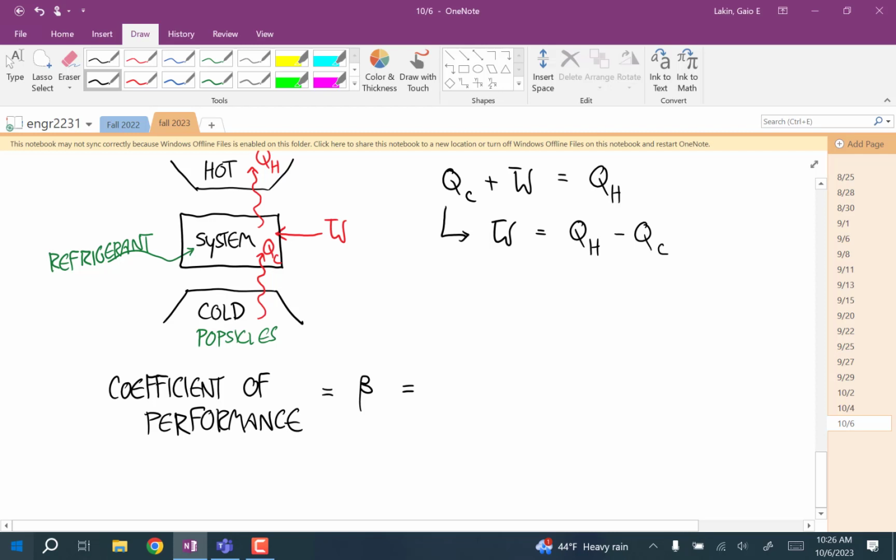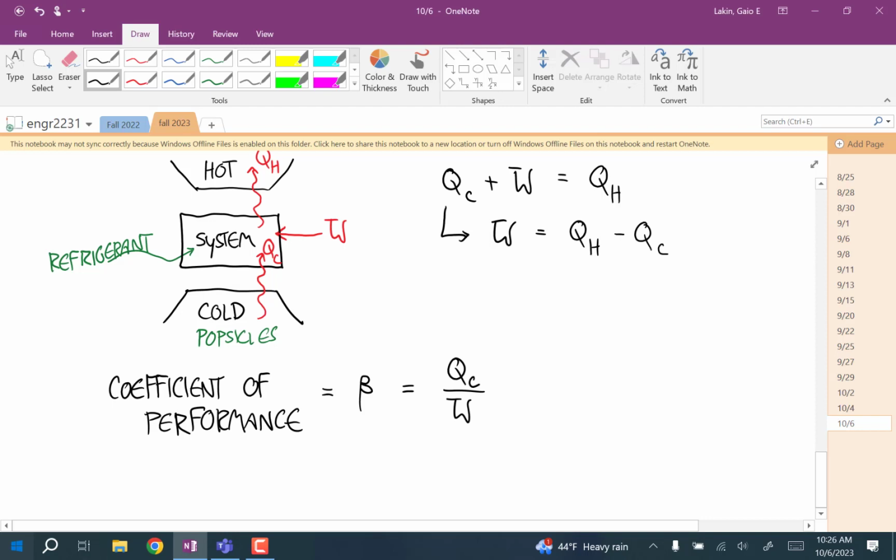So what's the thing that you're trying to maximize in a refrigeration cycle? The dissipation of heat. Yeah, really what you're trying to maximize, you don't care where that heat goes, although it's necessary. You're just trying to get as much heat away from the popsicles as you can, and so this is going to be QC divided by W.